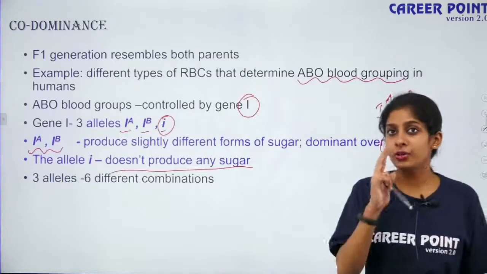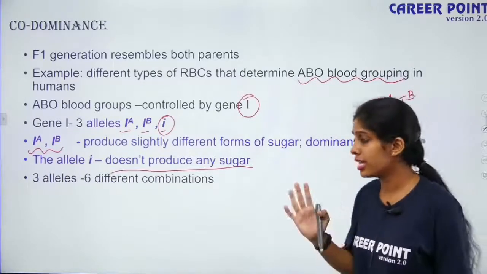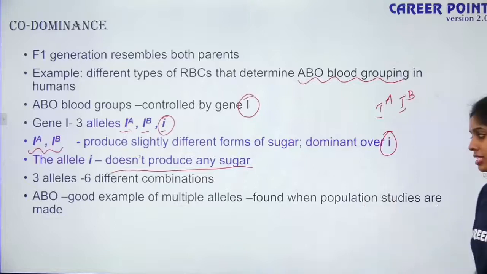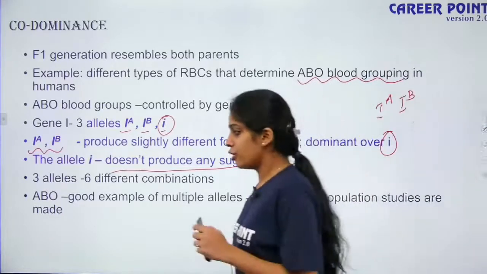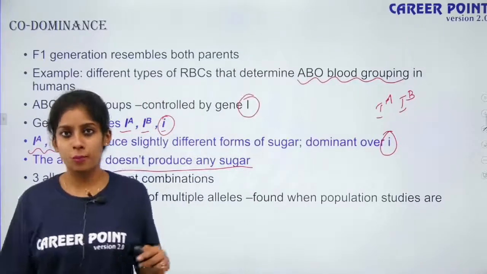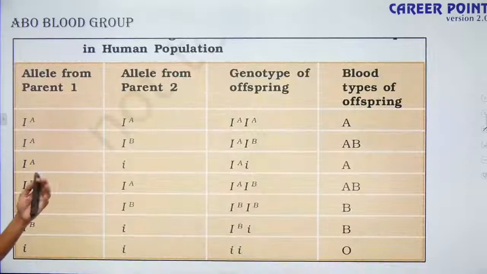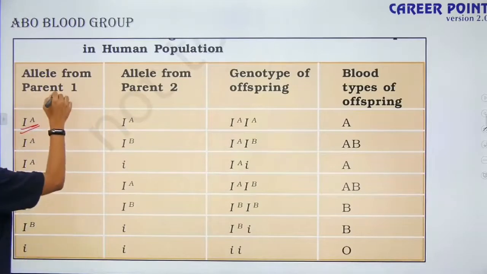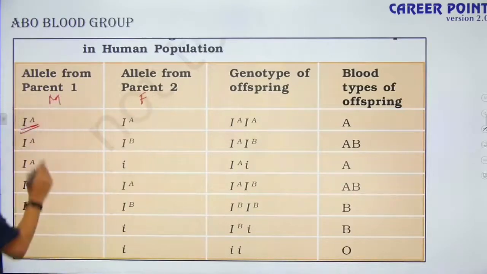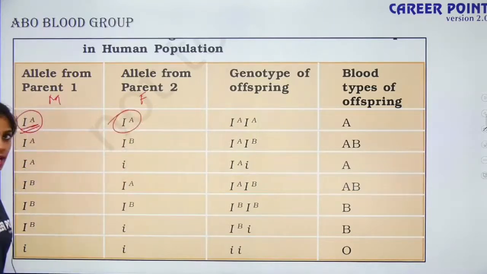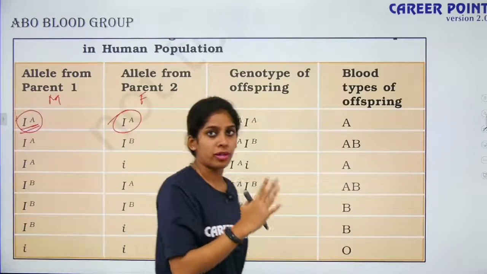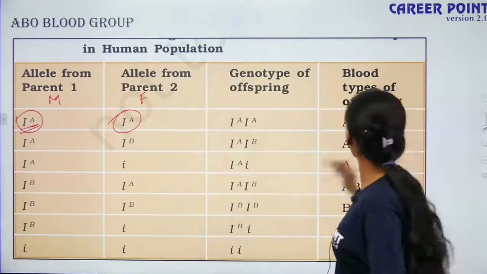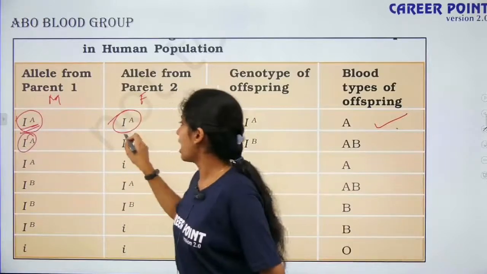Fine. When there are two alleles, fewer combinations are possible. Now there are three alleles, so six different combinations are possible. So ABO blood grouping is a very good example of multiple alleles found when population studies are made. You will understand the significance of this line when we talk about population genetics. Now this is your ABO blood grouping. If you get IA from your mother and IA from your father, both IA are as such dominant. So it is homozygous dominant, and you will have A blood group. Fine, no doubt? Okay. So you get IA from mother and IB from father.